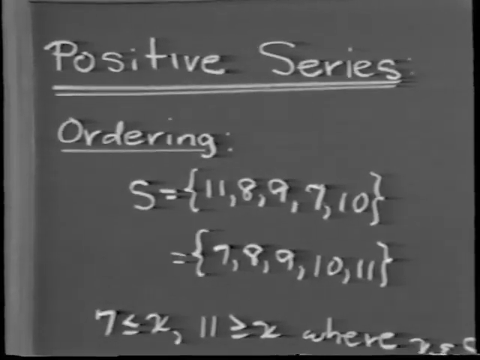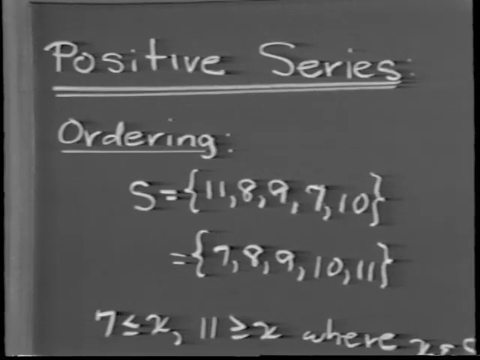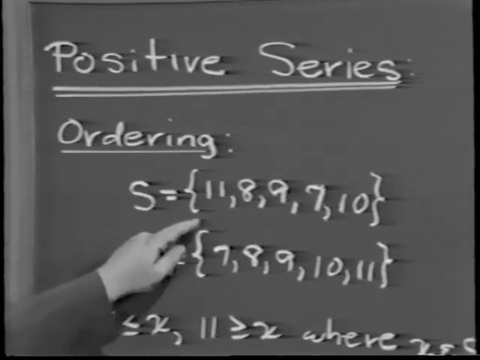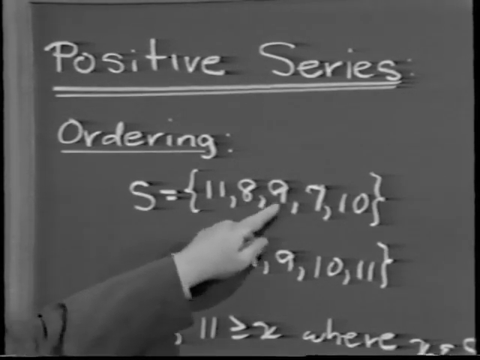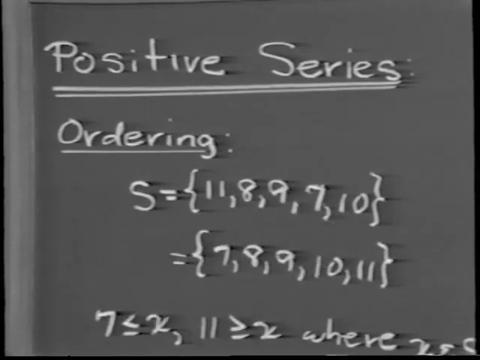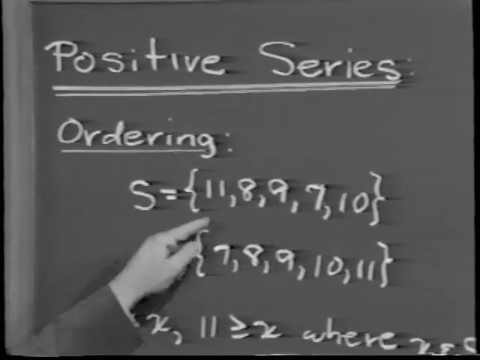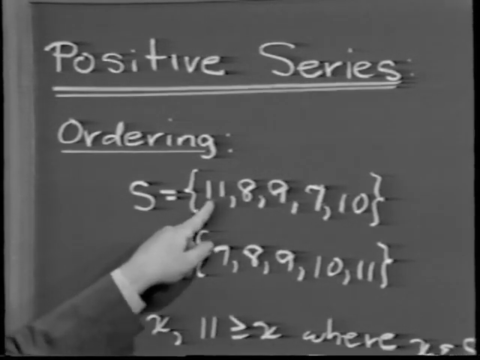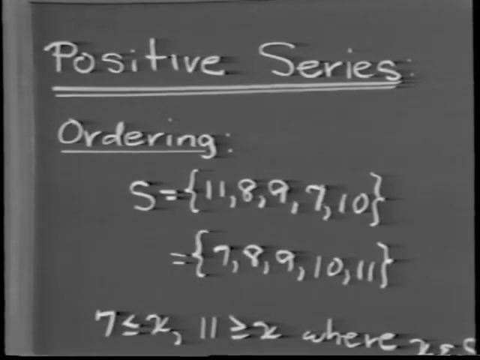And this is a rather strange situation because in the finite case, it turns out to be rather trivial. By way of illustration, let's suppose the set S consists of the numbers 11, 8, 9, 7, and 10. Now, there are many ways in which we can order the set S. We can arrange them so that any one of these 5 elements comes first, any one of the remaining 4 second, etc. But suppose that we want to arrange these according to size.